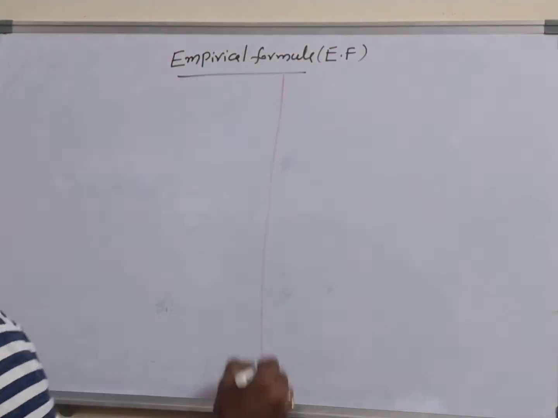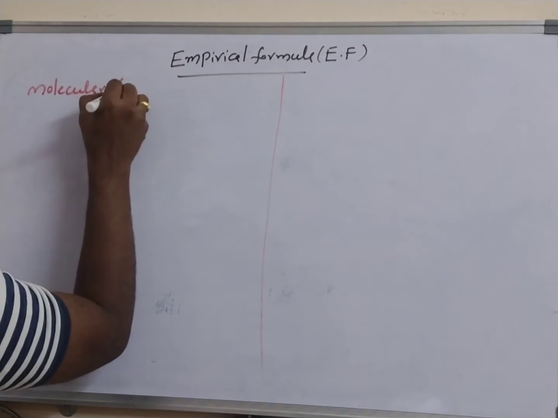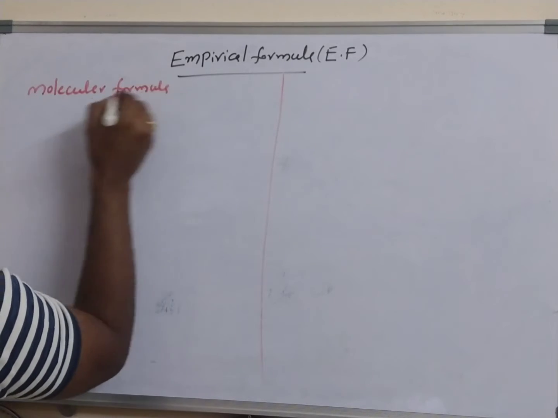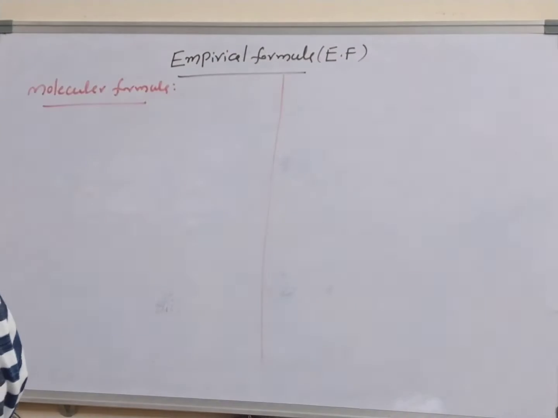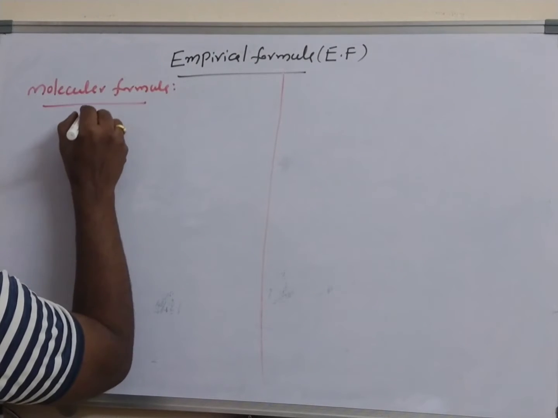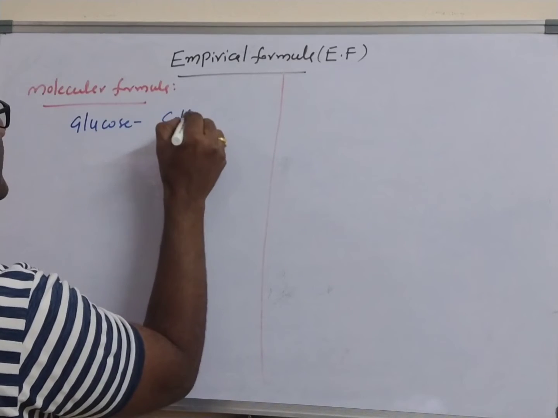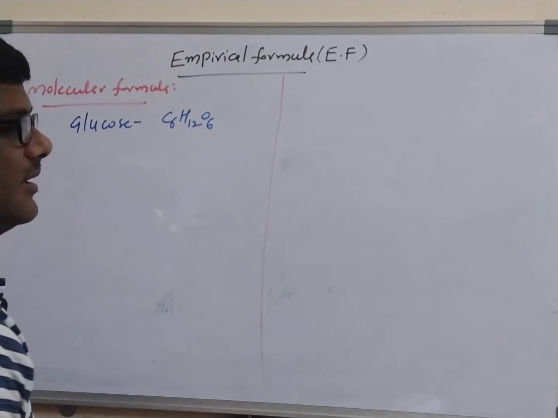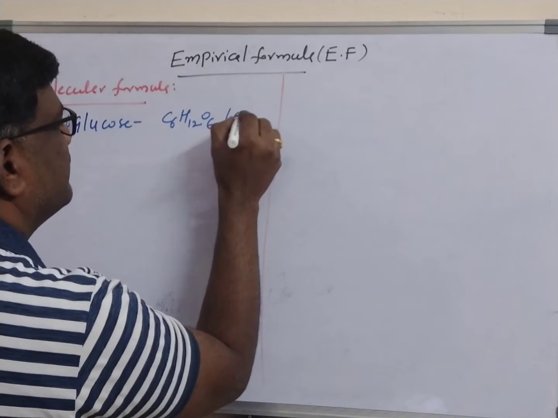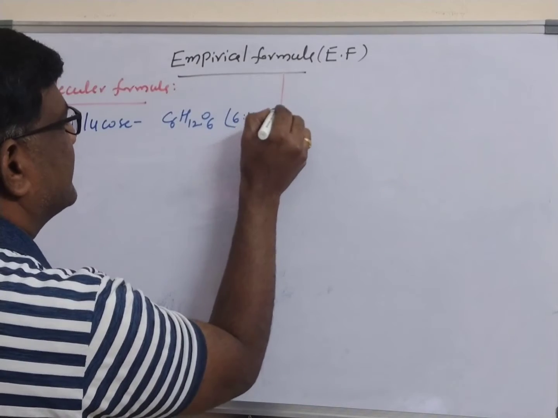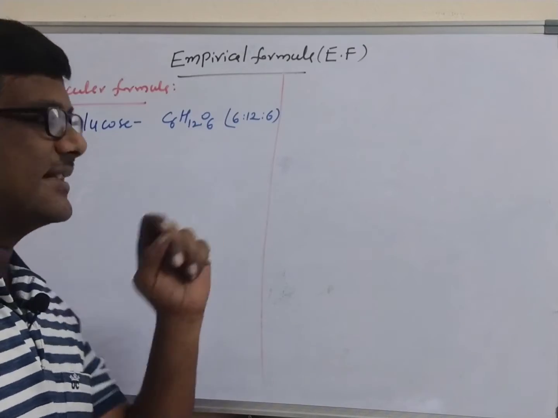Let us take the molecular formula. For example, take the molecular formula of glucose. Already we are familiar, the molecular formula of glucose is C6H12O6. If you observe the ratio of carbon, hydrogen and oxygen, it is 6:12:6. In glucose, we have 6 carbon, 12 hydrogen and 6 oxygen.